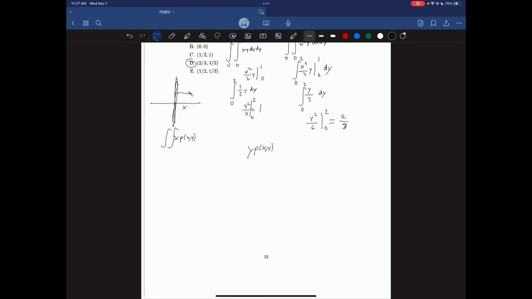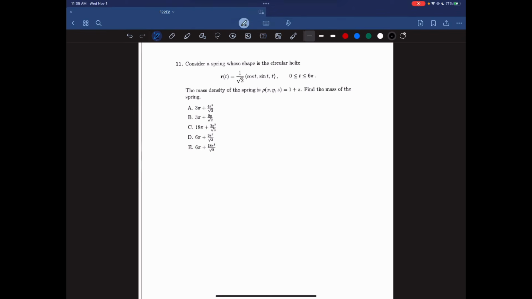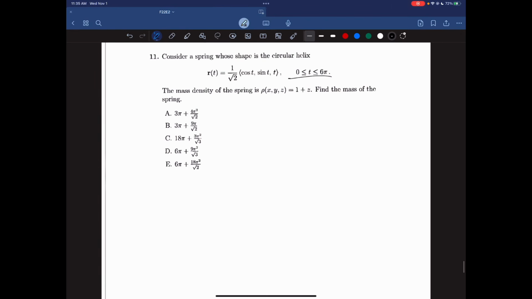Same integral bounds. Number 11, consider a spring whose shape is a circular helix, 1 over root 2 times cos t, sine t, t. T goes from 0 to 6 pi. And the mass density of the spring is rho of xyz equals 1 plus x. Find the mass of the spring.